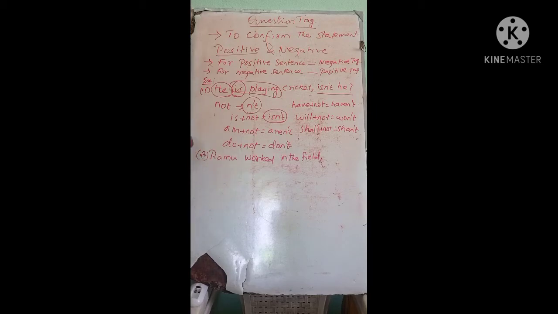But I already told you where we should add not: only with the auxiliary verb. But here in this sentence, "Ramu worked", we do not have any auxiliary verb. Clear? So how do we write the tag? Let me teach. So listen. I will rewrite it again.